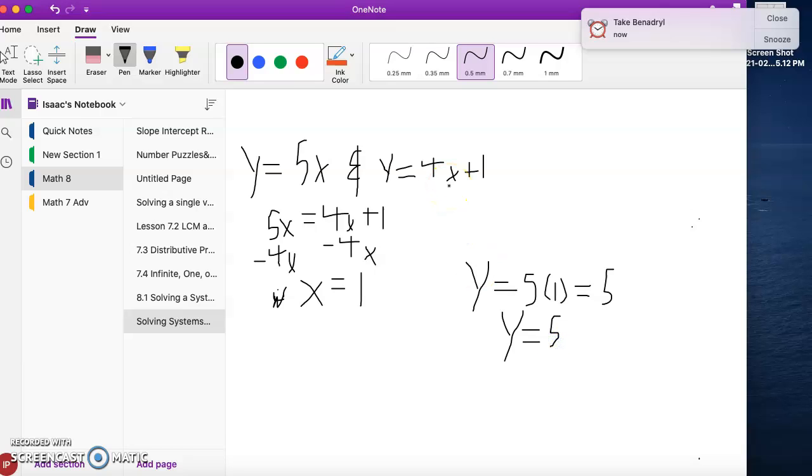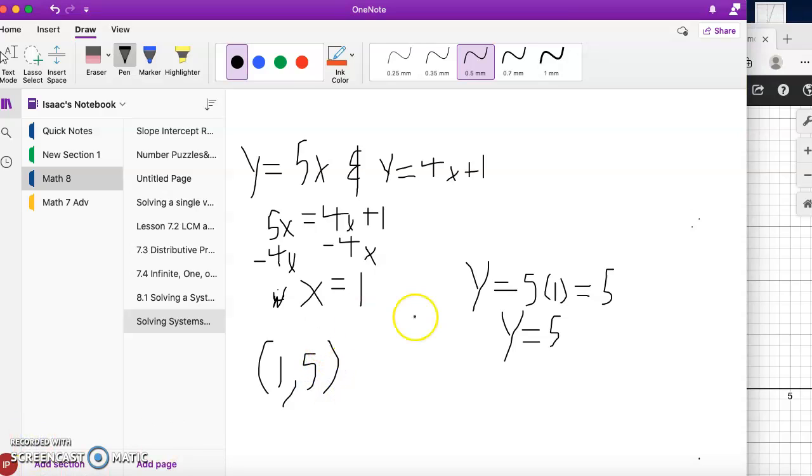Now I'm going to do step 6 really quickly here. Okay, so just checking on the second one too. 4 times 1 is 4, plus 1 is 5. Oh hey, y equals 5 on this one too. They came out the same. My final answer for where these two graphs are going to come together on the same spot is 1, comma, 5.